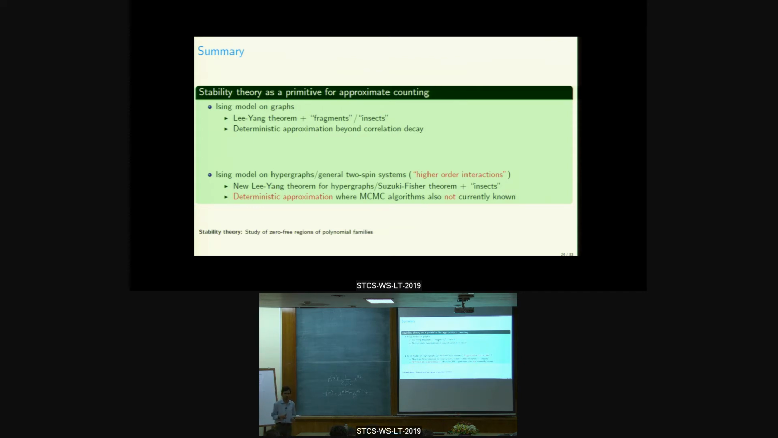zero-free regions of polynomials, has a long history, especially in electrical engineering, starting in the late 1800s, but has since become very important in probability theory, especially in recent years, but also in physics. So this whole field of studying zero-free regions of polynomials seems to be a new primitive for doing this approximate counting kind of problem.